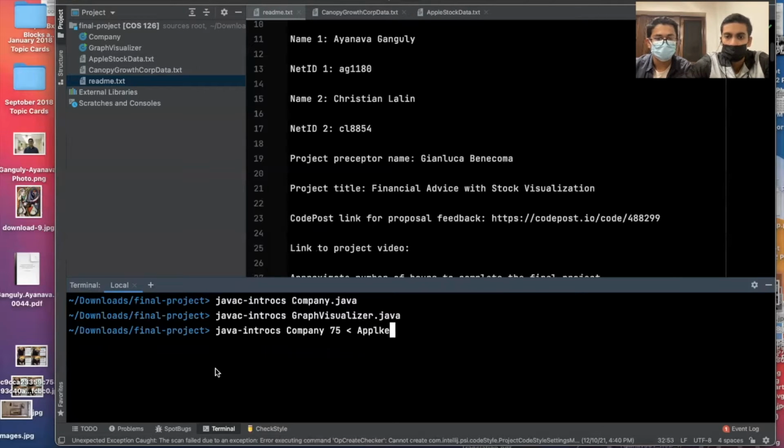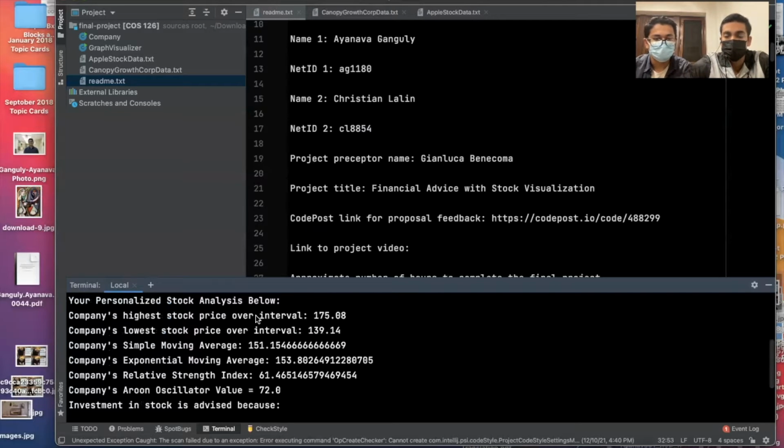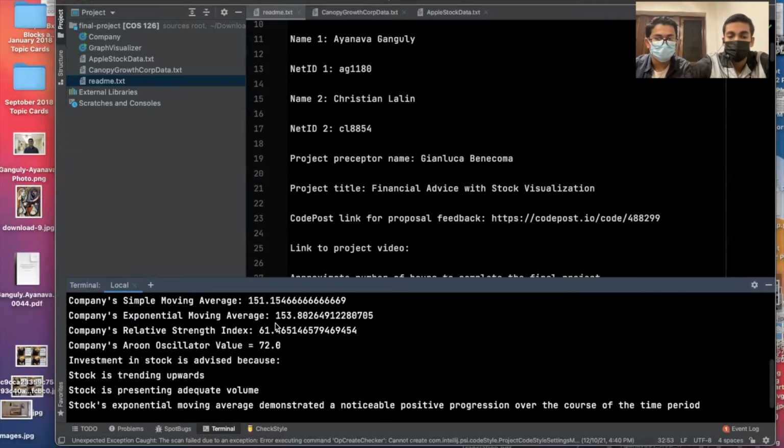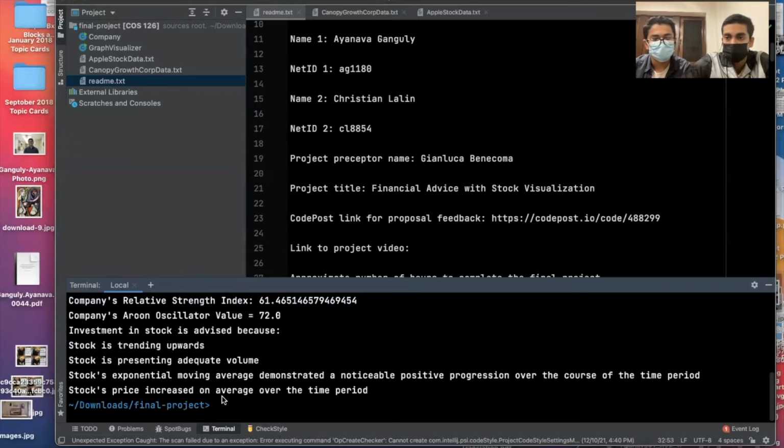We'll run with Apple. And when we do that, we get the output of our personalized stock analysis, which shows us the different technical indicators, as well as the reason for if we think we should invest in the stock. In this case, for Apple, we think we should, and it provides the aforementioned reasons.